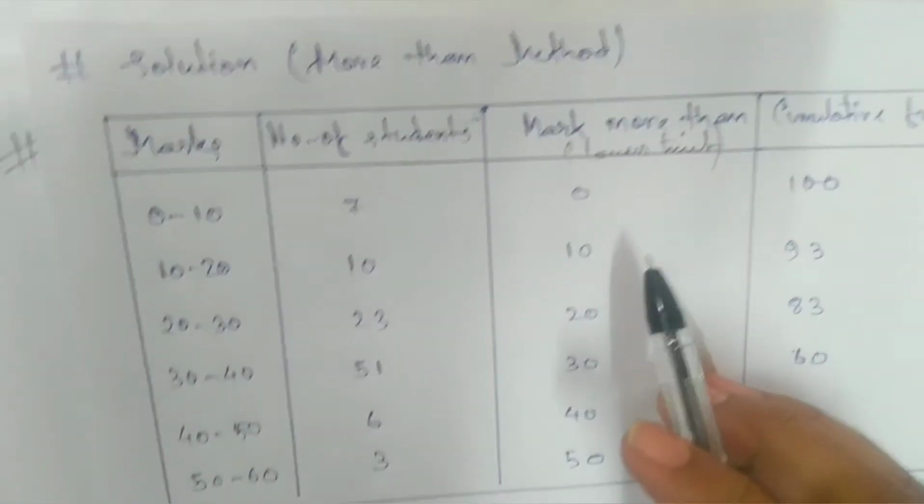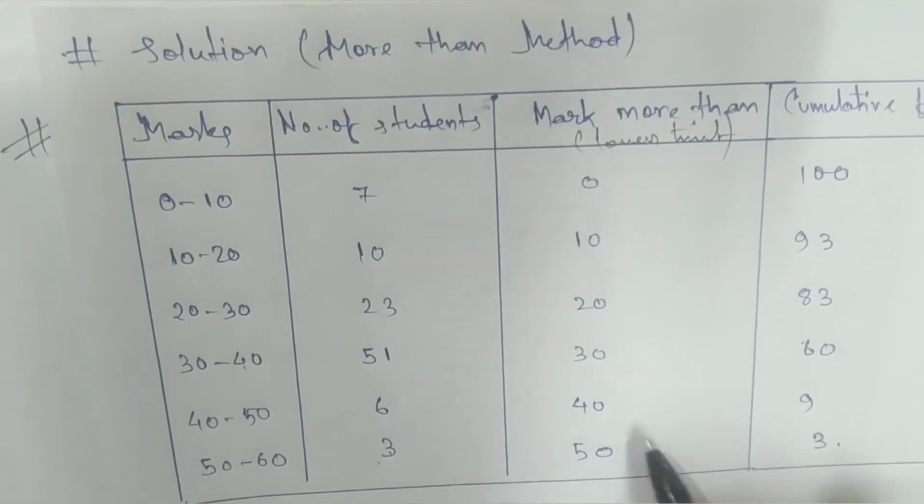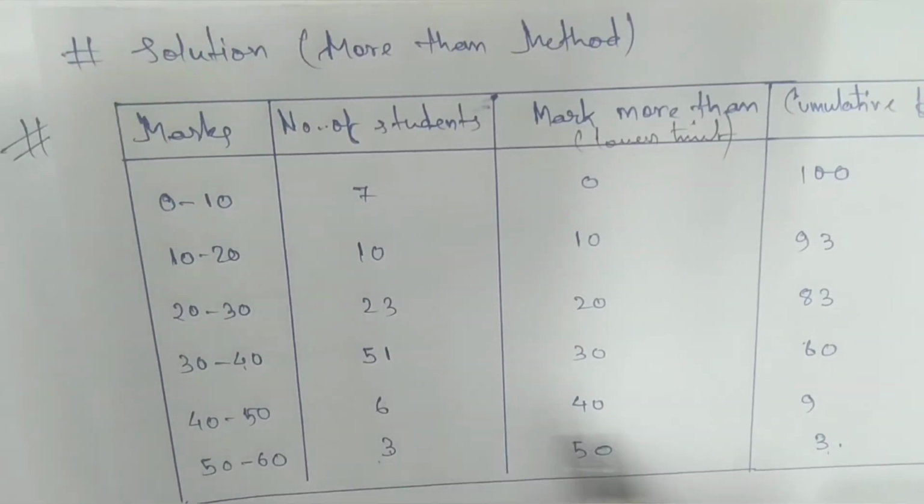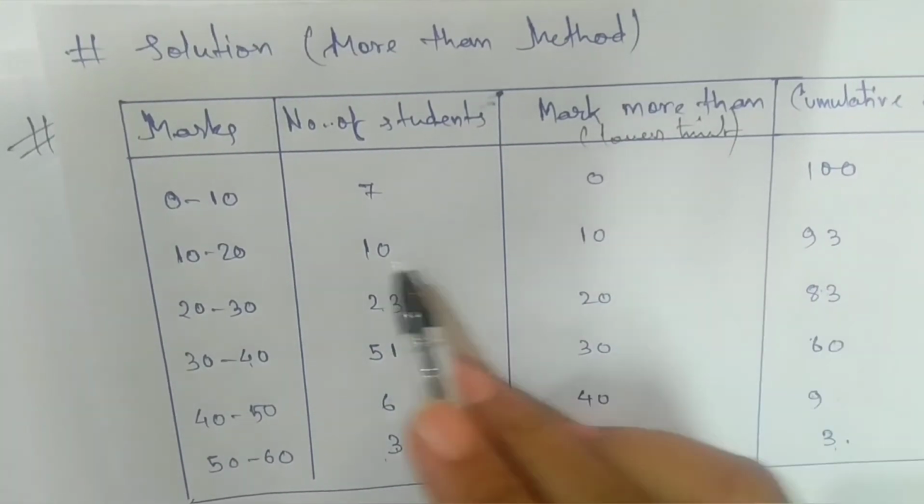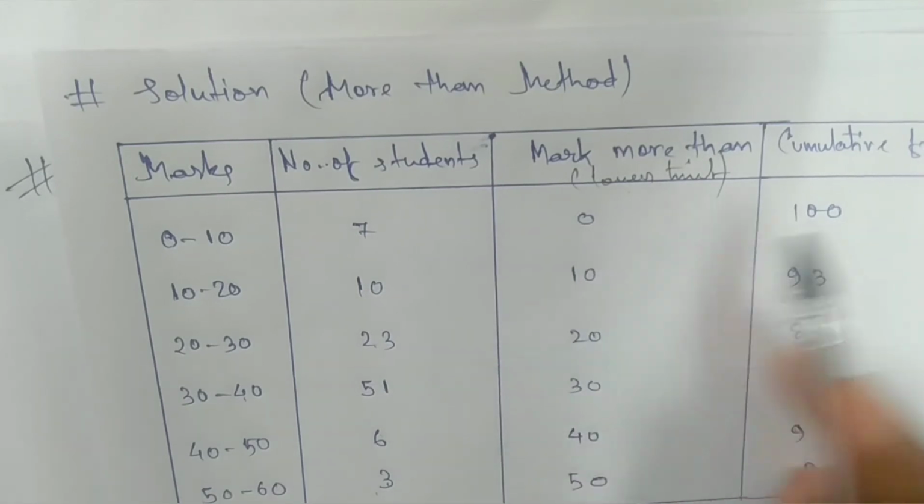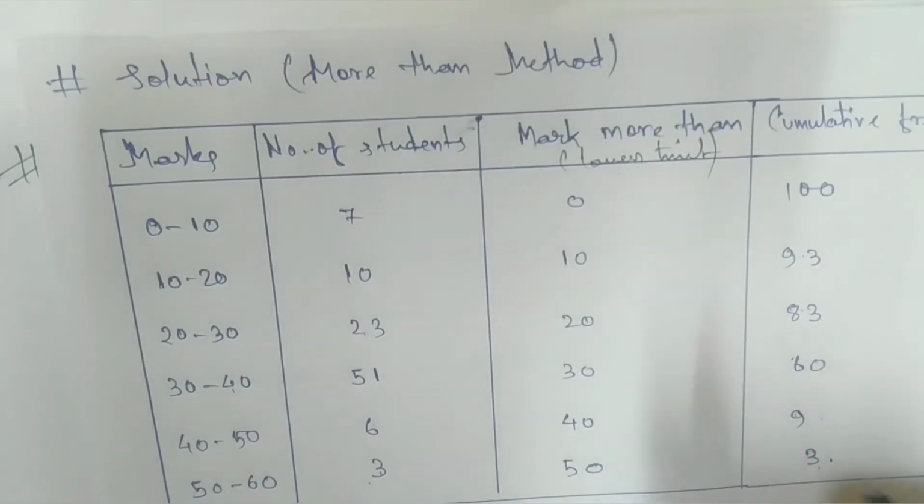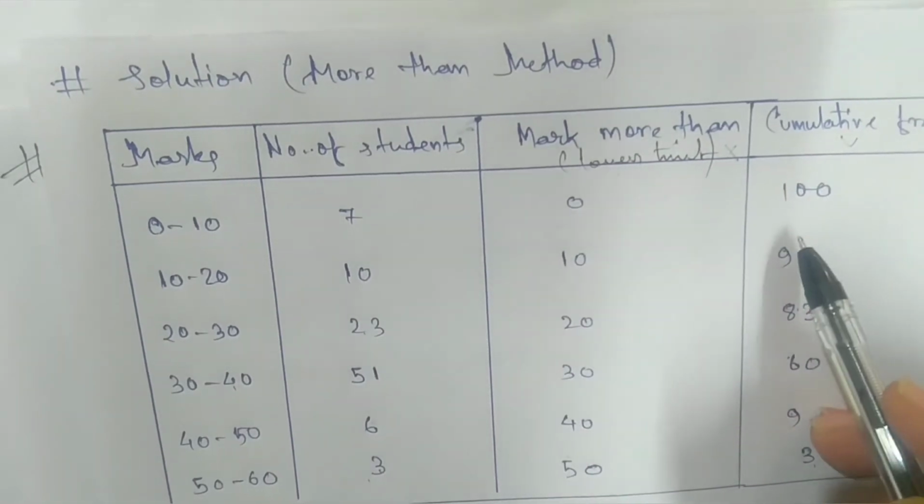And how are we going to find this? We'll add from the bottom to top: 3 plus 6 is 9, 9 plus 51 is 60, 60 plus 23 is 83, 83 plus 10 is 93, 93 plus 7 is 100. Okay, now we're going to plot this. This will be your x coordinate and this will be your y coordinate.